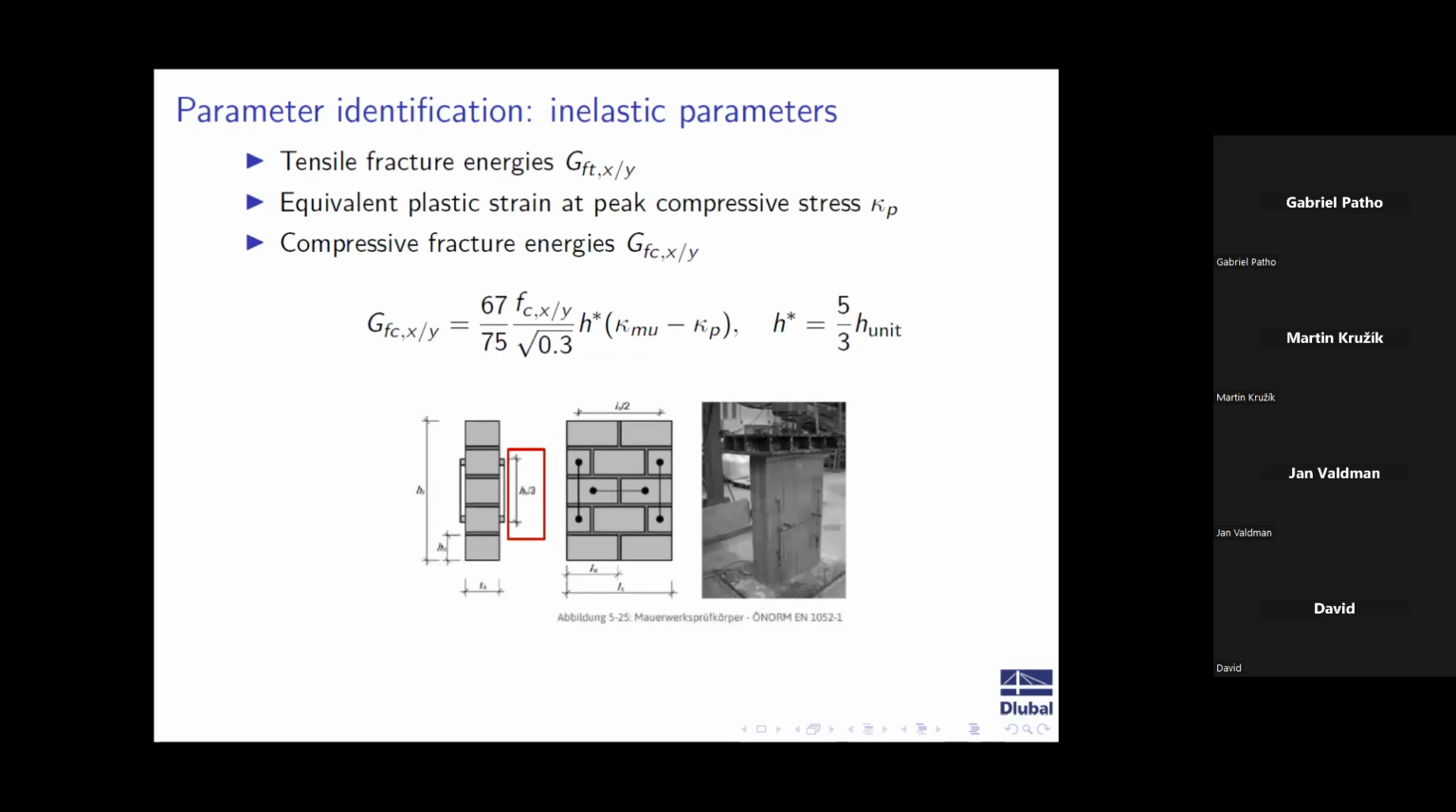Let me go here. This is the equation for compressive fracture energies. Again, no test data are available. No literature is found. So what do you take? We want to be on the conservative side. So we take the least admissible fracture energy that Paulo Lorenzo's model admits. So this is the smallest energy that is still physically viable.